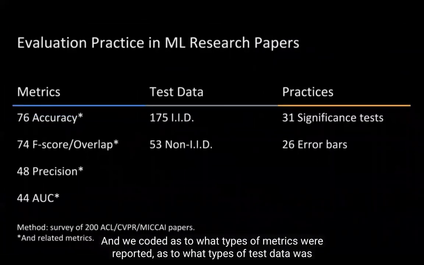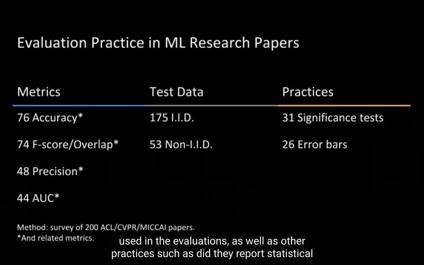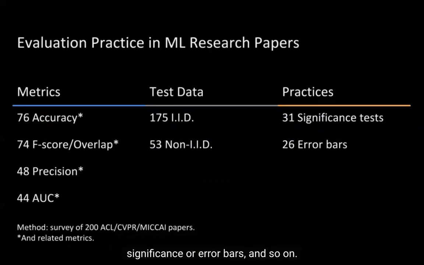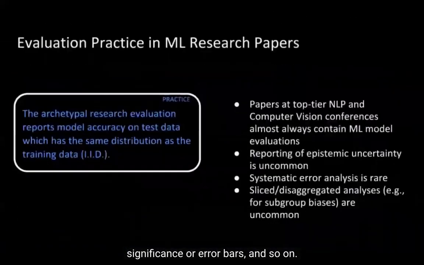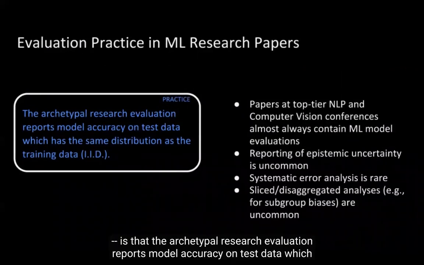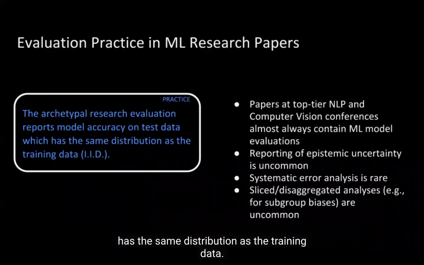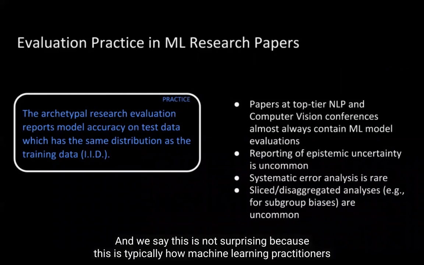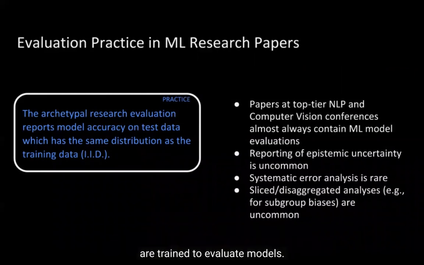And we coded these papers as to what types of metrics were reported, as to what types of test data was used in the evaluations, as well as other practices, such as did they report statistical significance or error bars and so on. And the main finding, and this may be the least surprising finding of this conference, is that the archetypal research evaluation reports model accuracy on test data, which has the same distribution as the training data. And we say this is not surprising because this is typically how machine learning practitioners are trained to evaluate models.